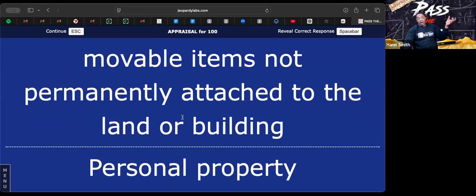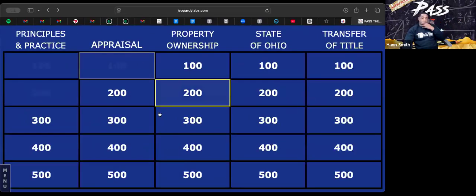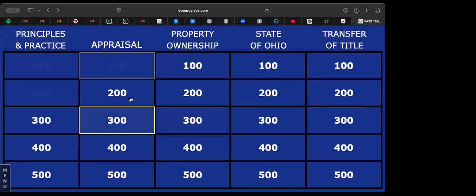Now, remember on the test, you're going to have four answers to choose from. You're doing this all from memory. Some nuance is that you called this personal property instead of a fixture, but a fixture is personal property. So we're going to keep it moving. All right. Appraisal 200.